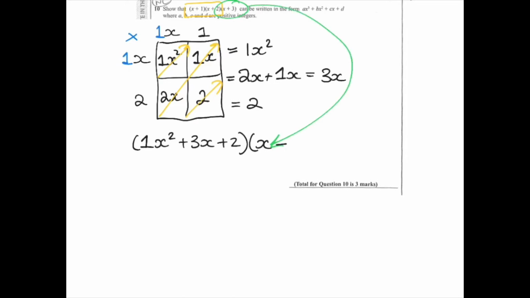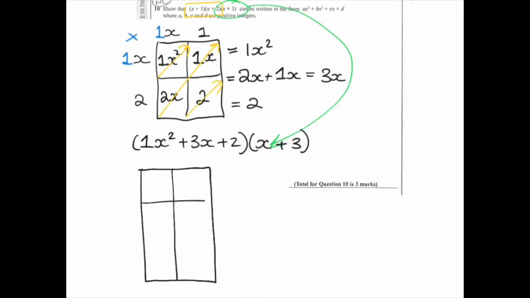So this is x plus 3. So now I've got in this first bracket 1, 2, 3 terms. In the second bracket 1, 2 terms. So I know when I come to draw my table, it's a bit like this. On the top, I'm going to have the x plus 3. And down the side, I've got my 1x squared, 3x, and 2. Remind yourself that you're multiplying and drop a 1 in front of any letter that's just hanging out on its own. Right, let's do some multiplication.